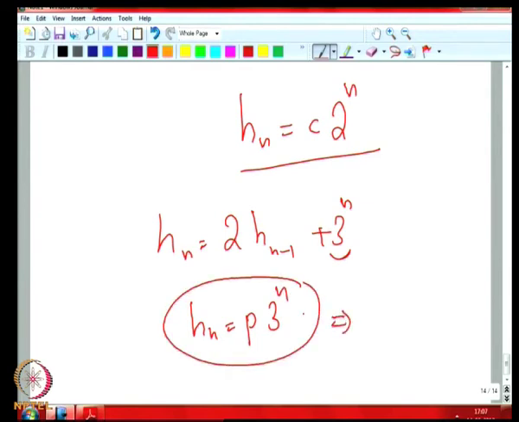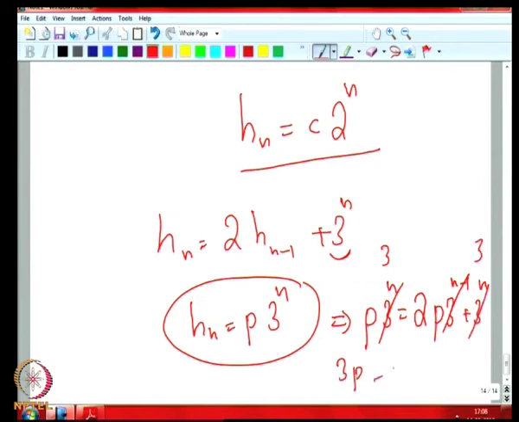So we substitute it: p into 3 raised to n equal to 2 into p into 3 raised to n minus 1 plus 3 raised to n. Now we can cancel off this 3 raised to n minus 1 from everywhere. We get 3 here, 3 here. So that means 3p equal to 6p plus 1 is what we will get. Am I right?